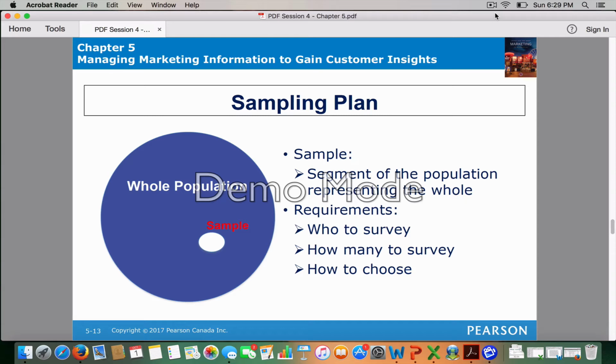So for example, if you are looking to understand the pizza buying behavior of people in Charlottetown, well, the population is people in Charlottetown. You're not going to survey or study every single person in Charlottetown. You're going to have a sample or small segment of that overall Charlottetown population that hopefully represents that greater population. So the requirements you want to think about are who you're going to survey, how many people you want to survey, and how you're going to make those decisions.